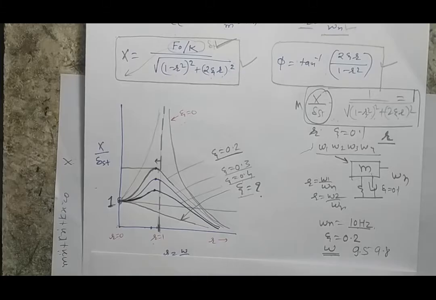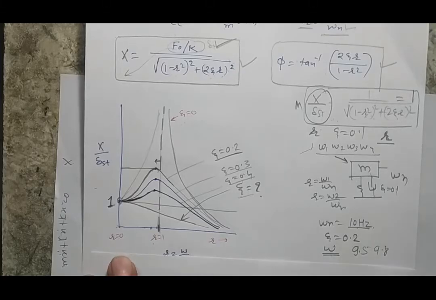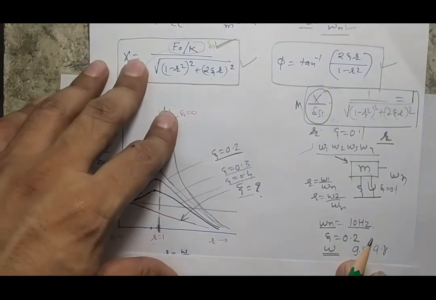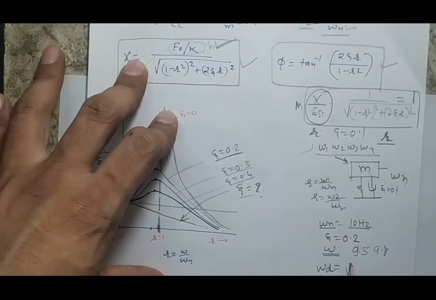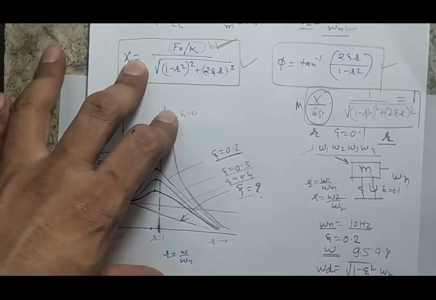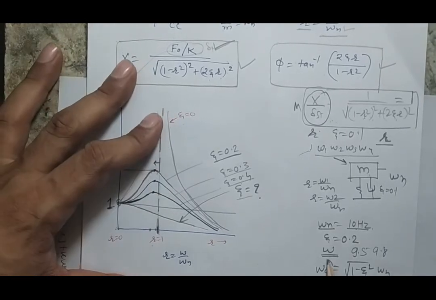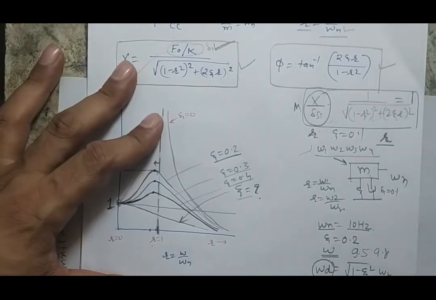So in case of damped vibration, your maximum response is not at the natural frequency. Instead, we have already seen the damped natural frequency. That damped natural frequency is what? Square root of 1 minus zeta square times omega n. So for a particular zeta value, you will get the maximum response at your damped natural frequency.